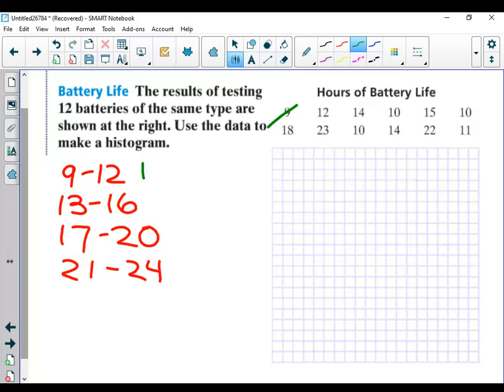Zach Hellstrom with his 12-hour phone, or was it the other way? Another tally next to my 9 through 12 group. Godiva, oh, she's in the higher group. Hers lasts a little longer. So I'm just going through the list and making tallies.